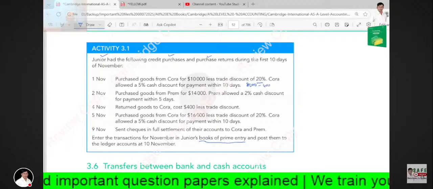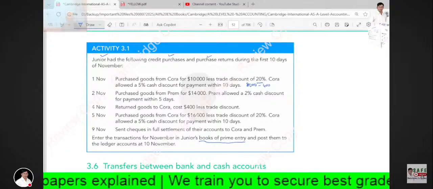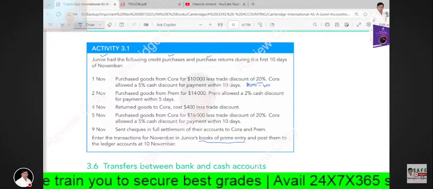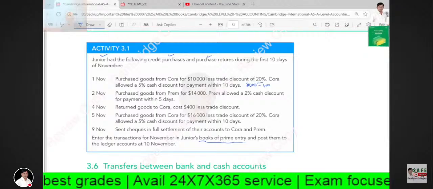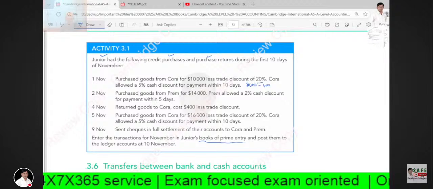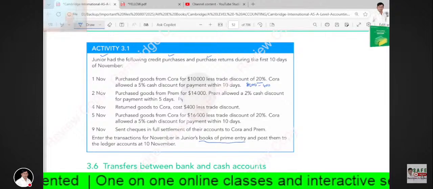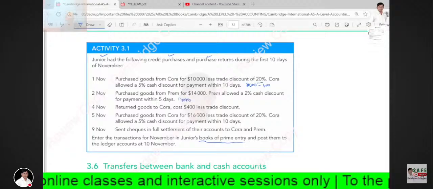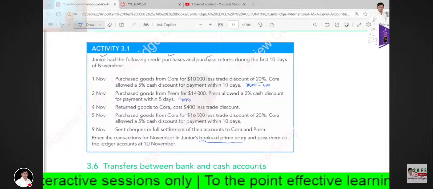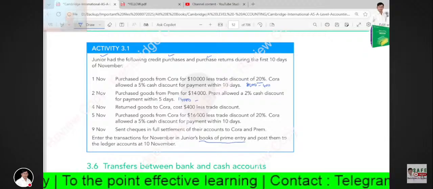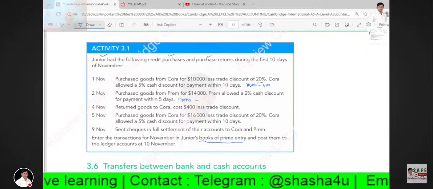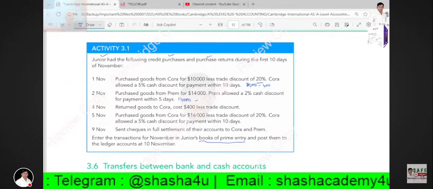So then purchase goods from Crane 14,000, allowed 2% cash discount. So there is no trade discount, only cash discount is there. So it will be recorded at 14,000. And cash discount will be allowed at the time of making payment. So 2% of this is 280.